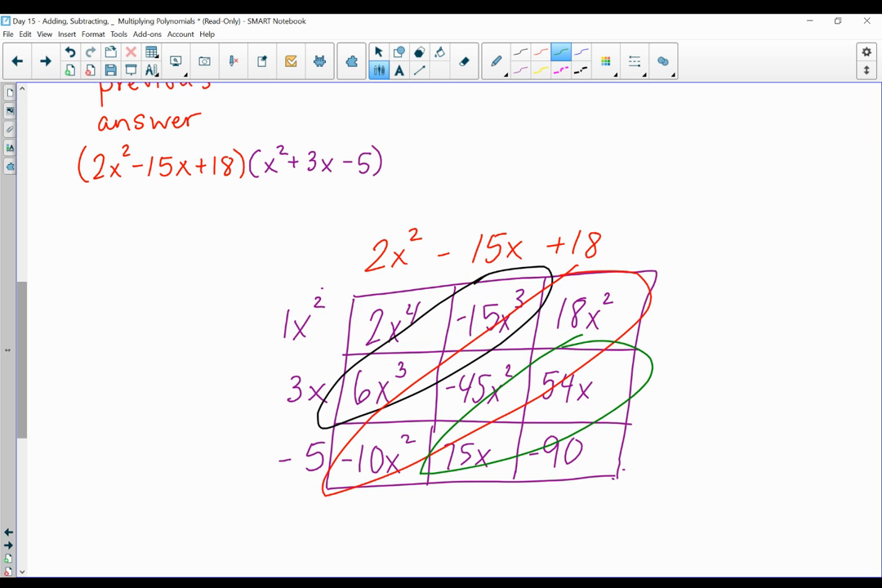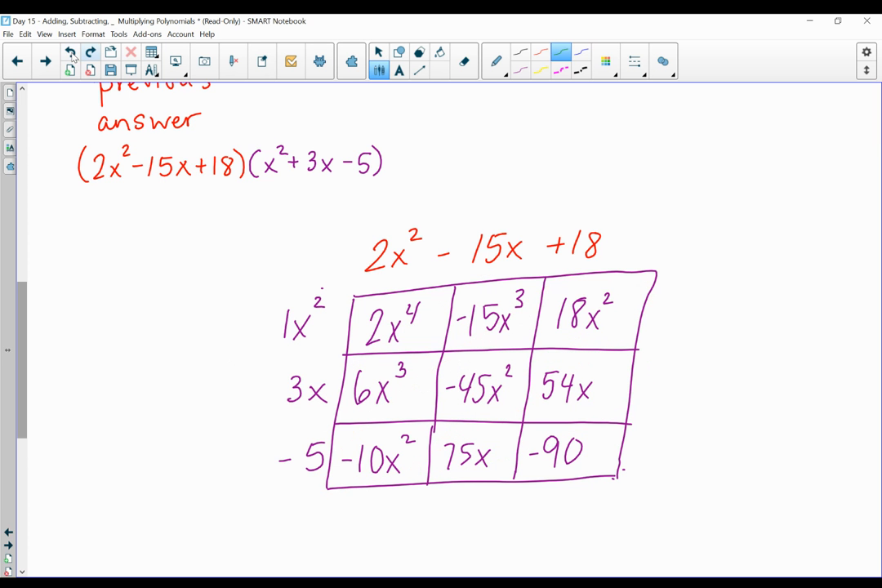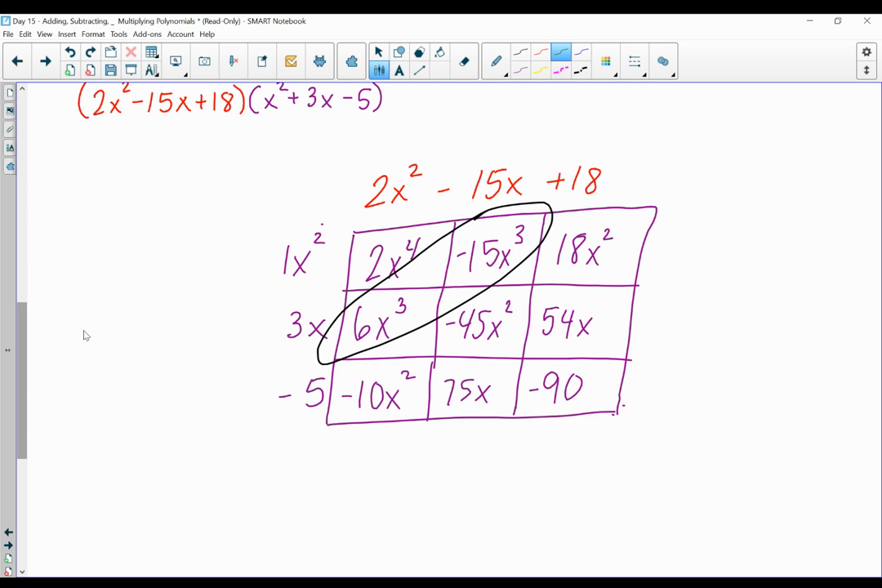I'm going to take these lines away. So now I'm just going to take it out. So I have 2x to the 4th, and then I need to combine the like terms for my cubic. So 6x cubed minus 15x cubed is going to give us a negative 9x cubed. And again, if you're not sure about the math there, just put in your calculator 6 minus 15.